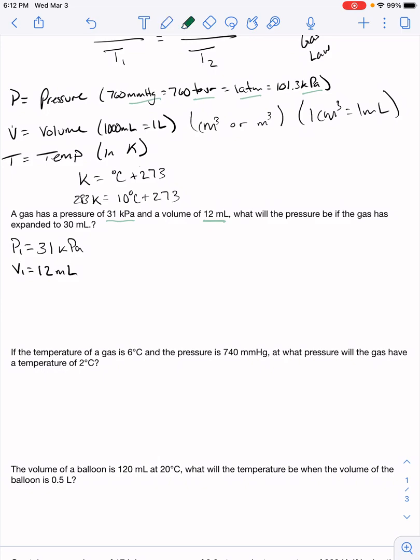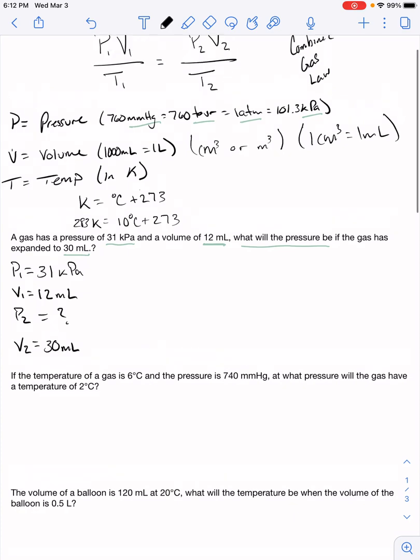Here, then it says, what will the pressure be? So I'm going to be looking for pressure 2 if the gas is allowed to expand to 30 milliliters. So we have volume 2, and that is 30 milliliters. Now, the problem doesn't mention temperature, and so it's safe to assume that temperature is remaining constant. So anytime we're dealing with a gas law problem and the problem doesn't mention or directly state that a certain variable is remaining constant, then we're going to go ahead and just remove it from the equation.